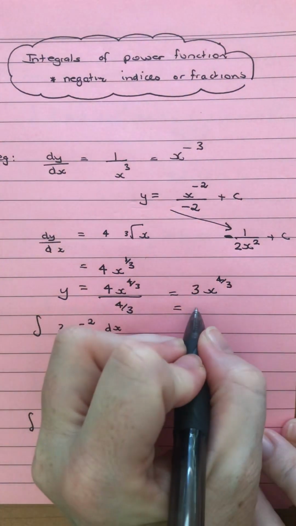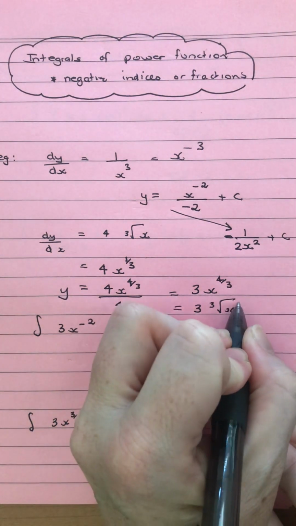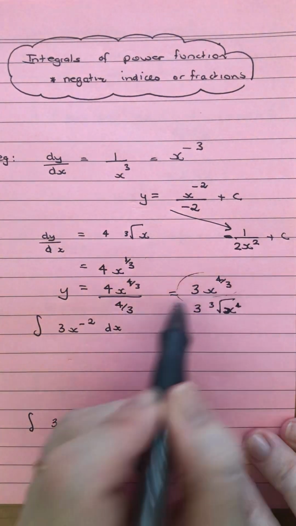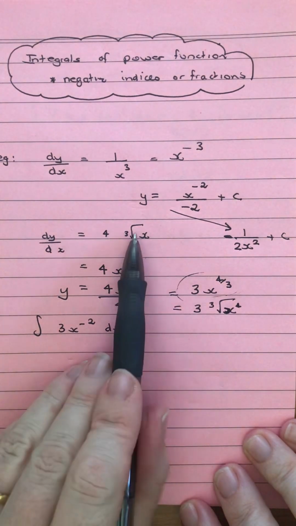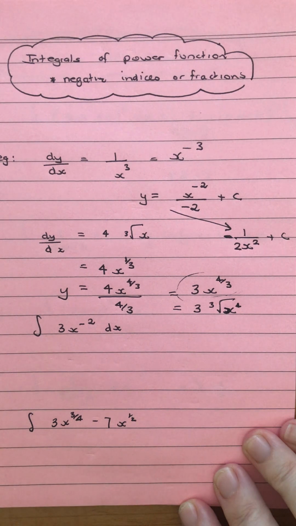So that means we would have 3 lots of the cube root of x to the power of 4. It's probably neater to leave it in that form there though, but because we were given it in surd form at the start, we can change it to that one there.